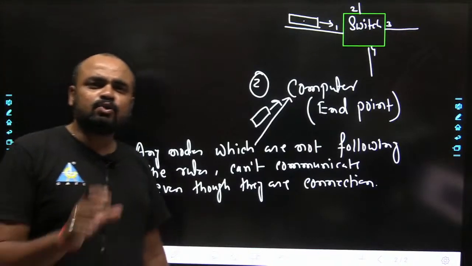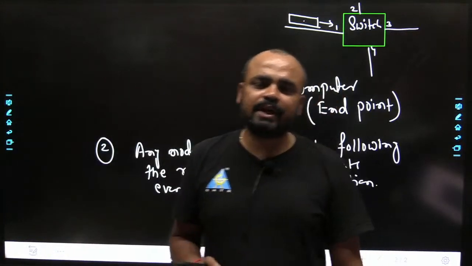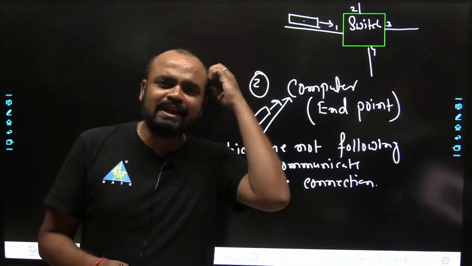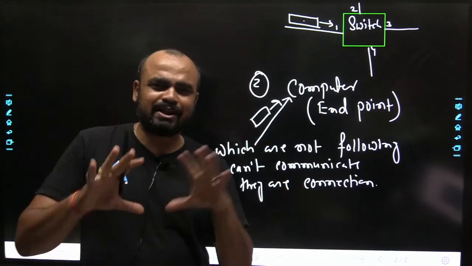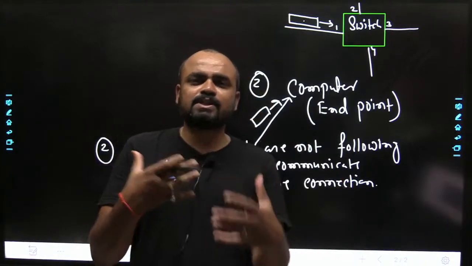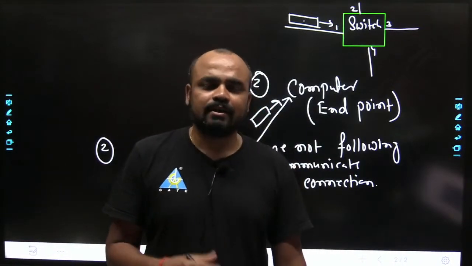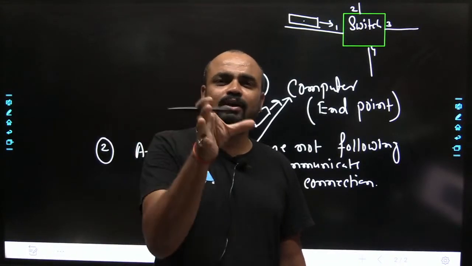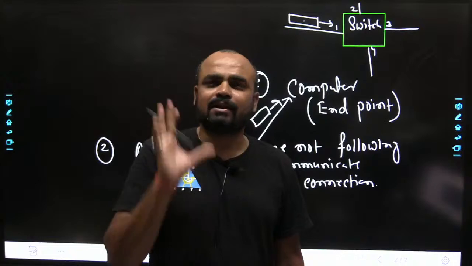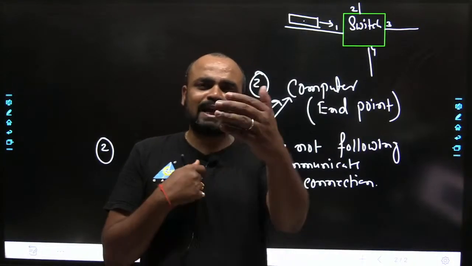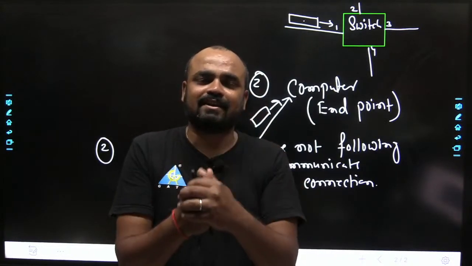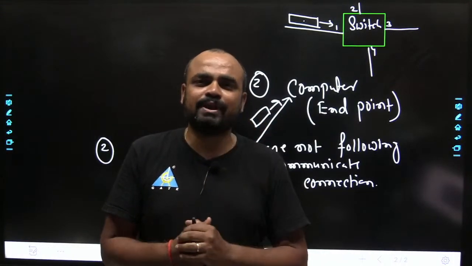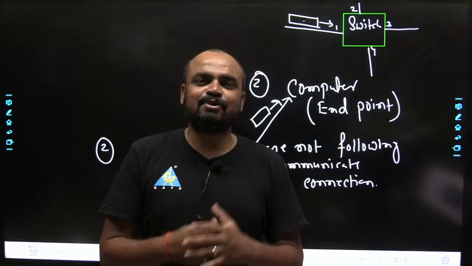Suppose there are two persons, me and Suzanne, okay? I know only Hindi and Suzanne knows only Tamil. Just try to imagine the situation. There are two persons in front of each other, me and Suzanne. I only know Hindi and Suzanne only knows Tamil. So even though we are connected with each other, can we communicate? Can I share my feelings with him? No. Are you getting my point or not?